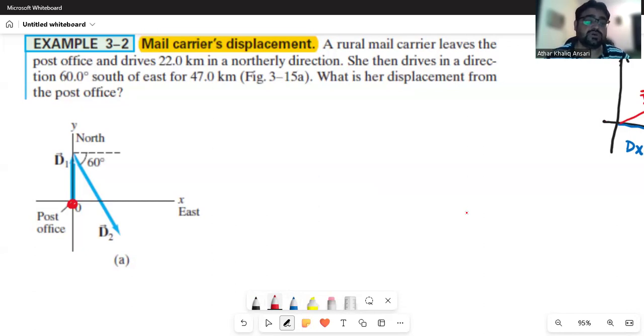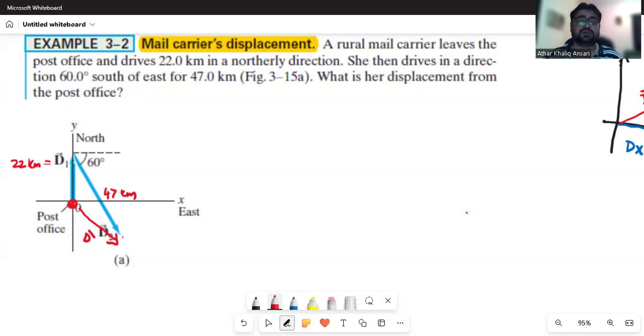That is 22 kilometer. So D1, she moves 22 kilometer toward the north, and then she drives directly at 60 degree. This is the 60 degree. So for 47, D2 is 47 kilometers. So where she is now, she is at this point from here. So the question is, how much is her displacement from the post office, this to this? Our question is to find this D.